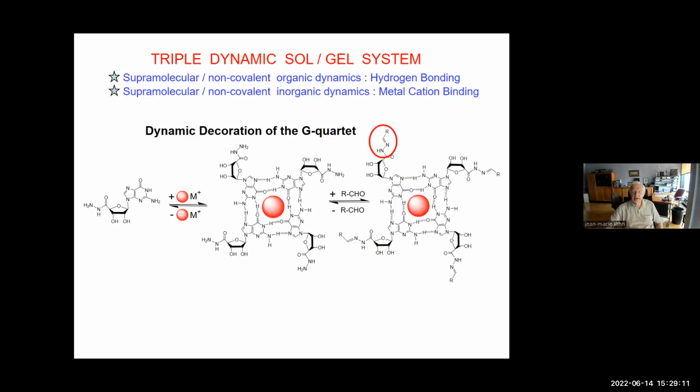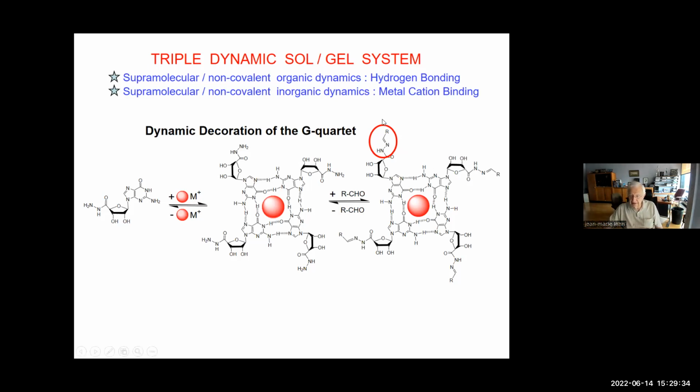And finally, once you have obtained that, you can also react an aldehyde with the NH2 here, which is on the exterior of this type of macrocycle. And this can then lead to a change in the properties of the resulting gel.